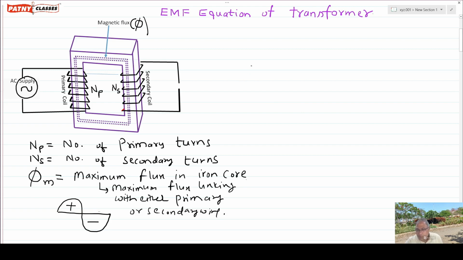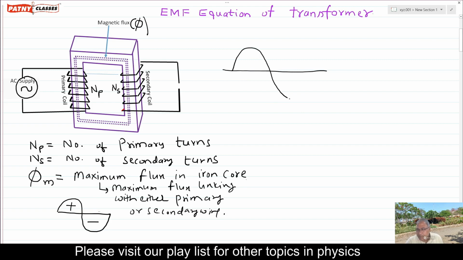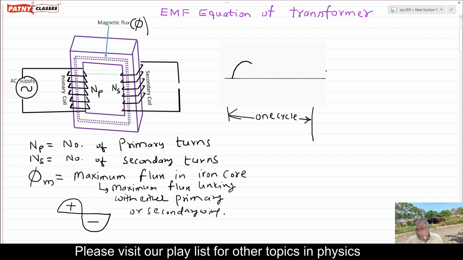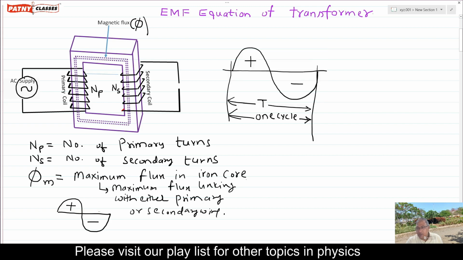Now, when we have the alternating supply, it is a positive half cycle, negative half cycle. The negative half cycle and positive half cycle together are called one cycle. And the time taken to complete one cycle is nothing but called time period. Time period is measured in seconds.